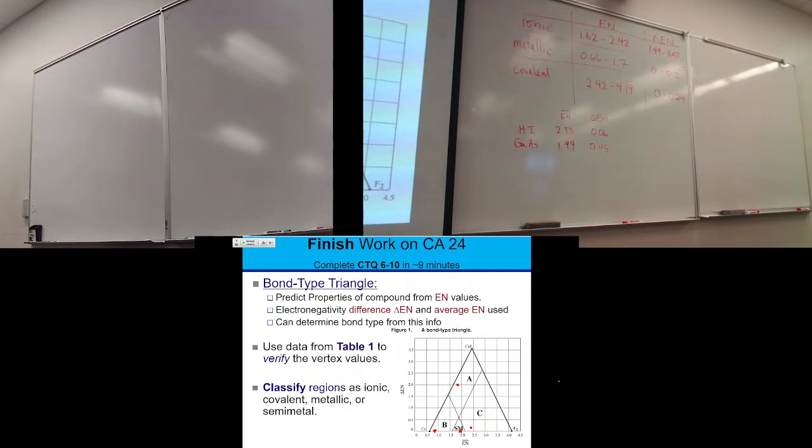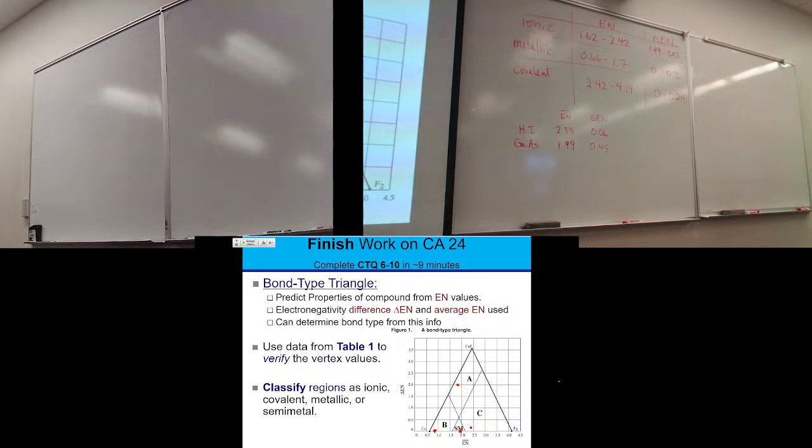B would be the metals, because we have a sodium in here, plus cesium is the most extreme. C, covalent. We've got a methane. We've got the most extreme covalent compound, F2, on this corner. And last but not least, this area here is a special area. This is semi-metals. And this is where silicon falls. It's kind of one of those weird bonding types that doesn't really fit in anything else.